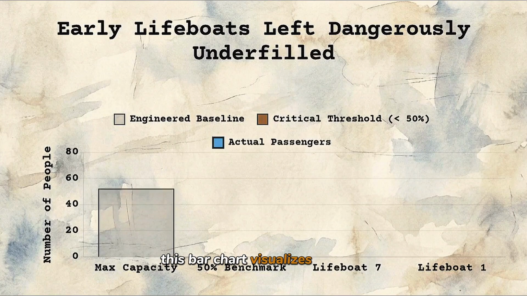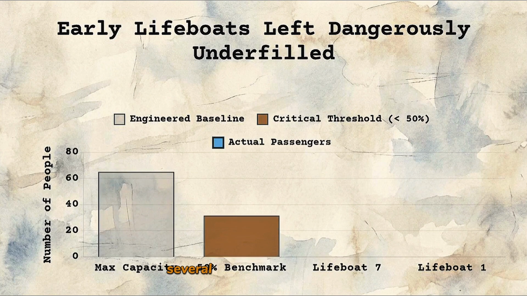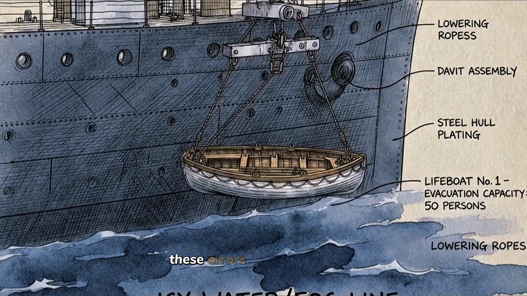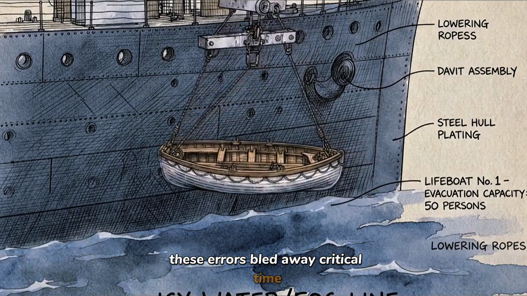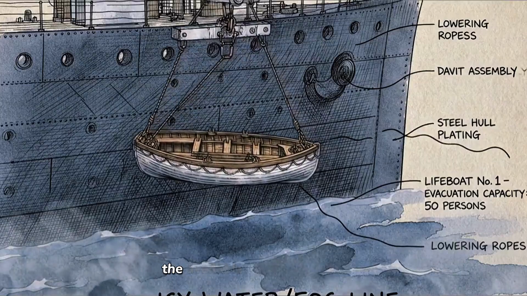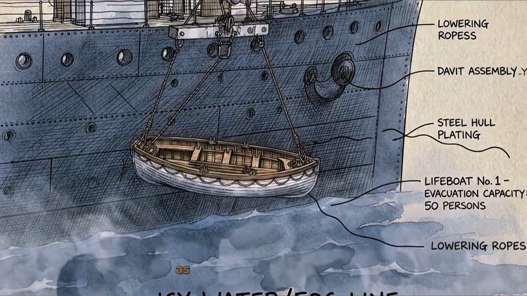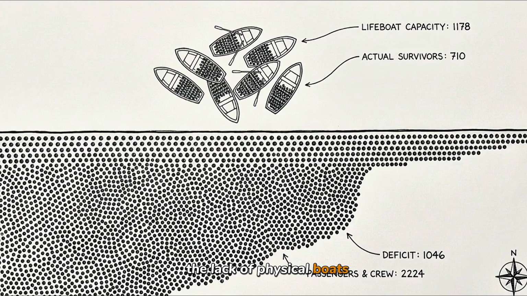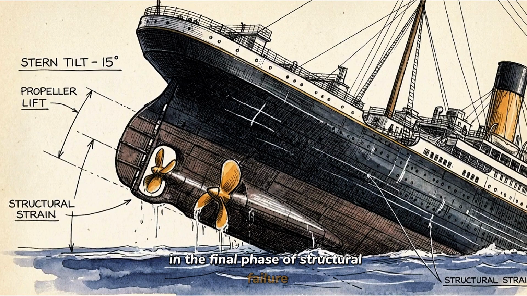This bar chart visualizes the drop in utilization. Several early lifeboats launched at less than half of their engineered capacity. These errors bled away critical time and permanently reduced the available evacuation capacity as the ship continued to sink. The lack of physical boats established a low ceiling for survival, while loading inefficiencies further reduced the actual number of people saved. In the final phase of structural failure, the stern rose out of the water.